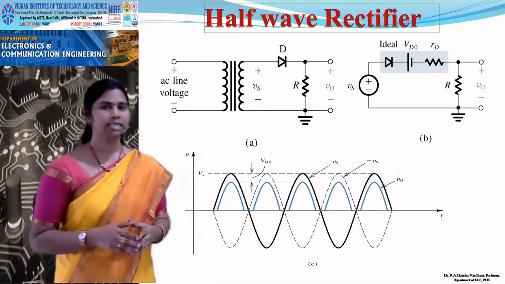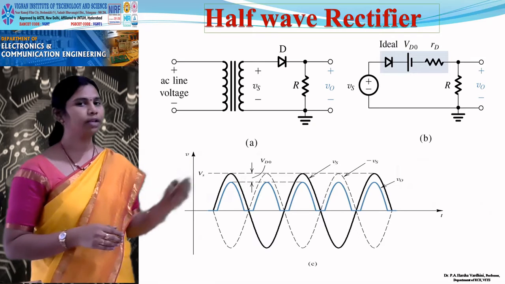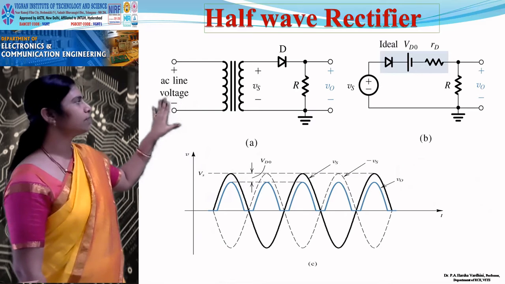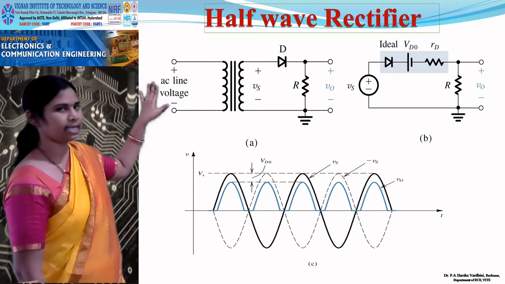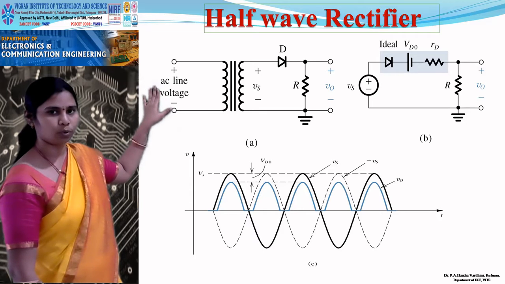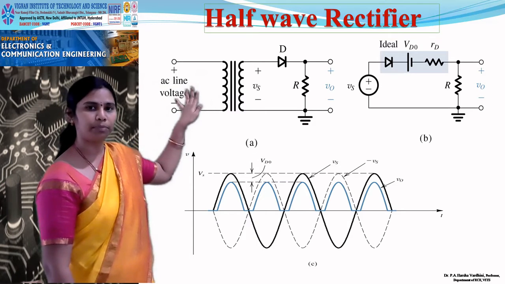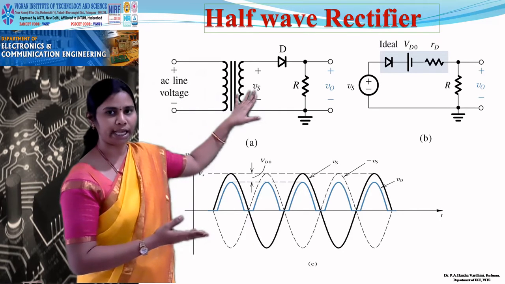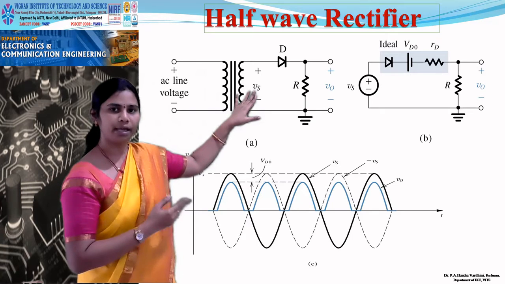As the name says, half-wave rectifier. Why it is called a half-wave rectifier, we will know with the operation of this circuit. As you see here, in this half-wave rectifier, the AC input signal is given from the AC line voltage, which is 240 volts. This is applied to the primary of the transformer. It is stepped down, and the step-down voltage you are mentioning as input voltage, VI or VS, which is the signal voltage.